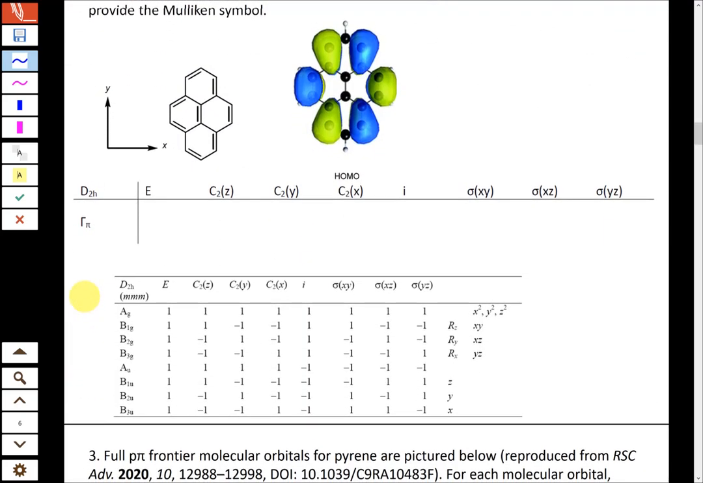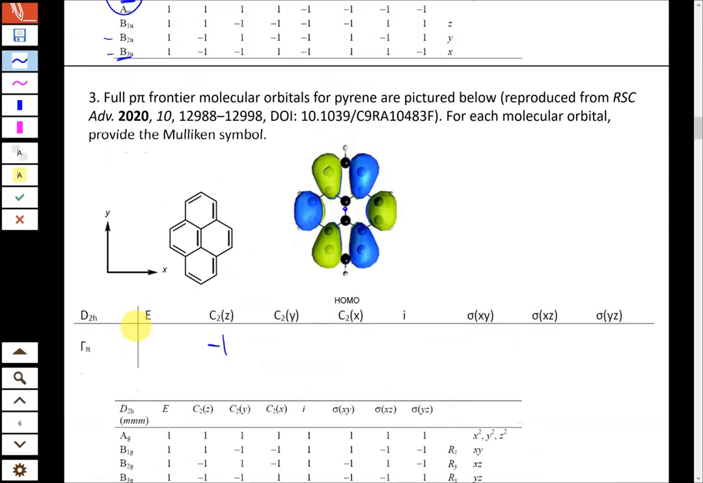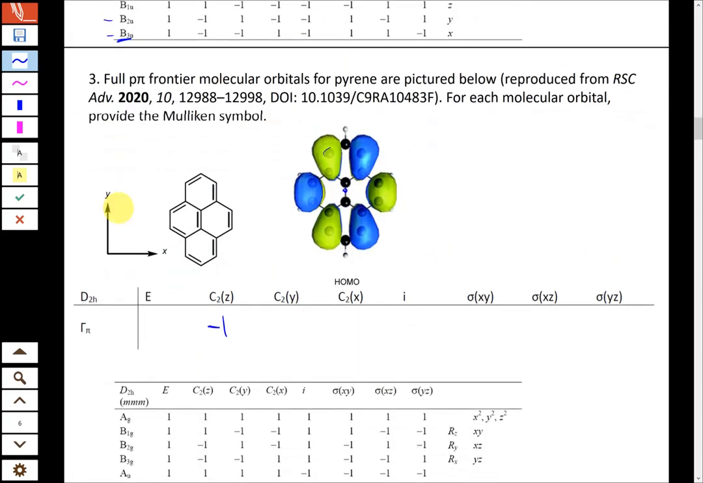Again, we're going to just do a subset of operations. We'll start with C2Z to distinguish some of the letter parts of the molecule symbol. In this orbital, when we do C2Z, green rotates onto blue, blue rotates onto green. So whichever part you focus on, we are changing signs under that operation. So we get, in this case, a -1 for C2Z, same as we got up there.